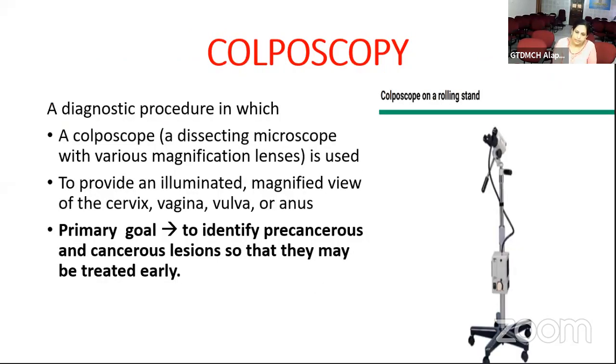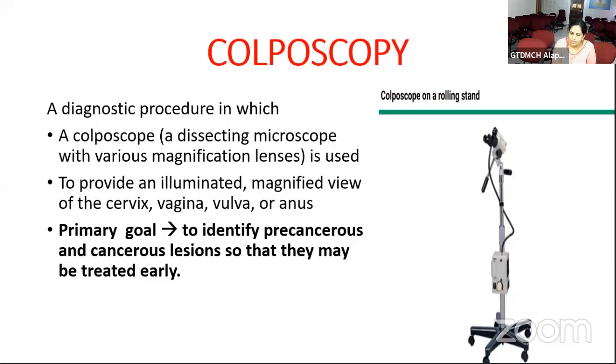After doing all the screening tests, if you have any doubt, or the visual inspection is not satisfactory, or you are suspicious of a lesion, or on visual inspection itself the cervix looks unhealthy, you can post the patient for a colposcopy. This is a diagnostic procedure in which a colposcope, a dissecting microscope with various magnification lenses, is used. It provides an illuminated, magnified view of the cervix, vagina, and also the anus.